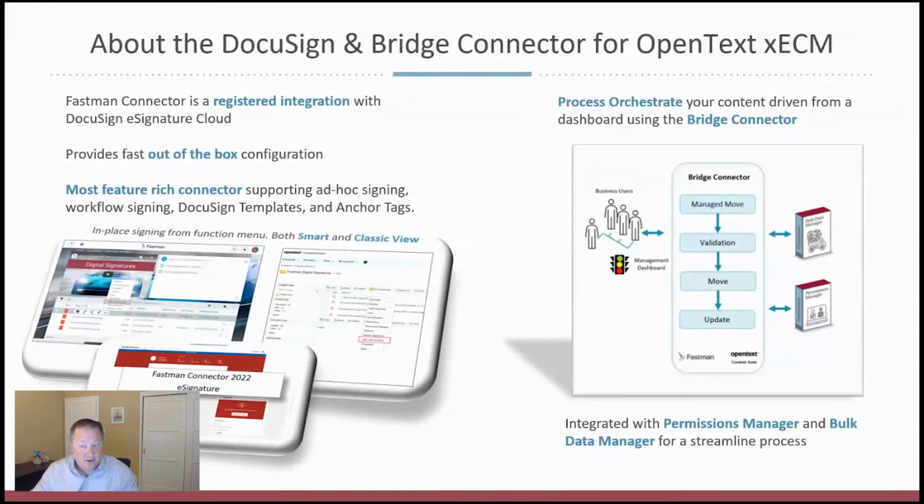As the name suggests, the DocuSign connector is an advanced integration between Content Suite and DocuSign eSignature Cloud. Not only does it offer the most feature-rich functionality, such as ad hoc signing and predefined DocuSign templates, there's also a workflow activity. The DocuSign anchor tags can be placed into your documents too. But it's also what DocuSign considers a registered integration, which takes it to another level of functionality.